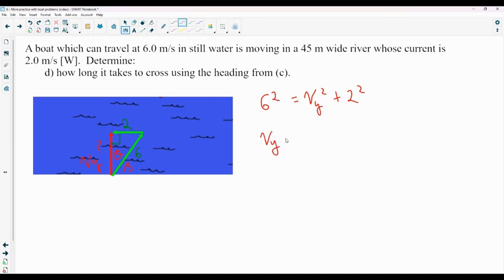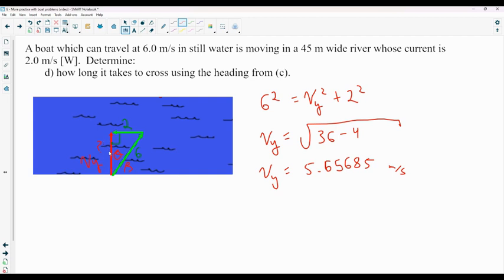So our velocity in the y direction, if I simplify that, is going to be the square root of 6 squared, which was 36, minus 2 squared, which was 4. So that's the square root of 32. When I actually work that out, that's 5.6568 meters per second. Okay, so that's how fast we're heading across the river.